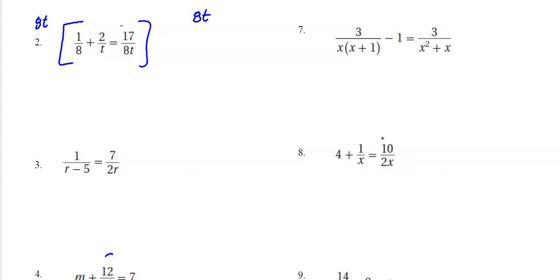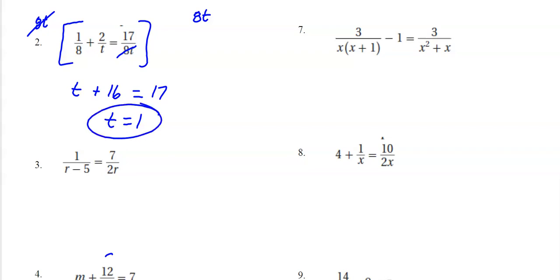So for instance, the 8s are going to cancel, so I'll just have a t times 1. The second one, the t's are going to cancel, so I'll do 8 times 2. And then the third one, the 8t and the 8t cancel out, so I'll just have 17. And when I solve it, I'll get t equals 1.